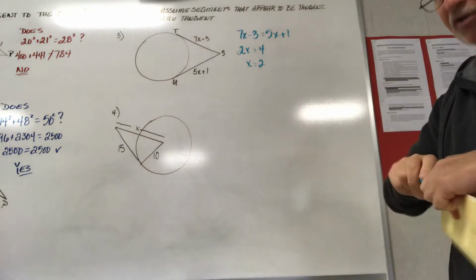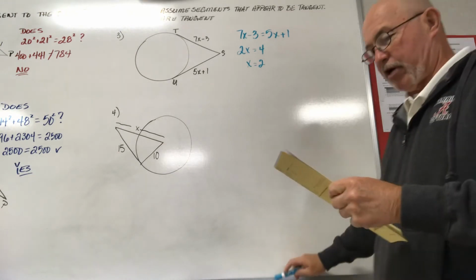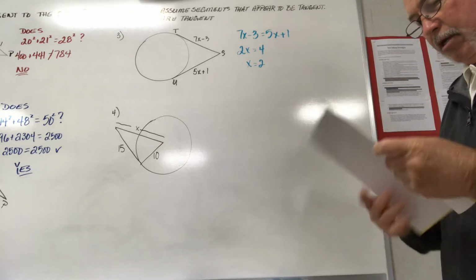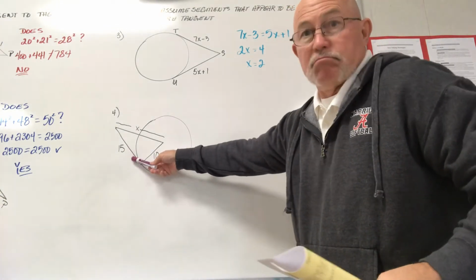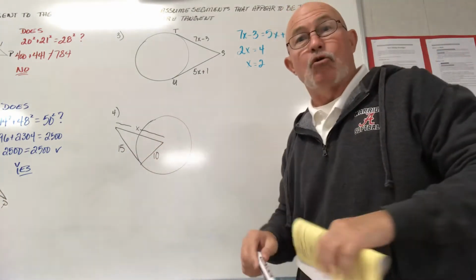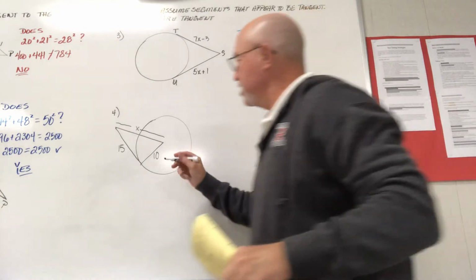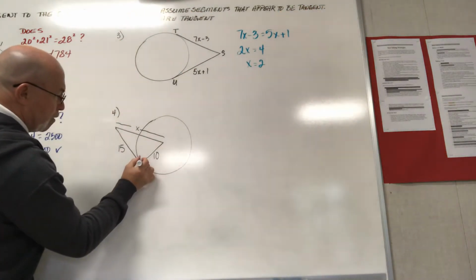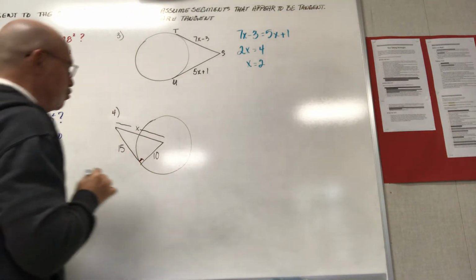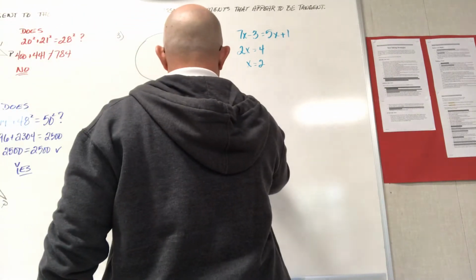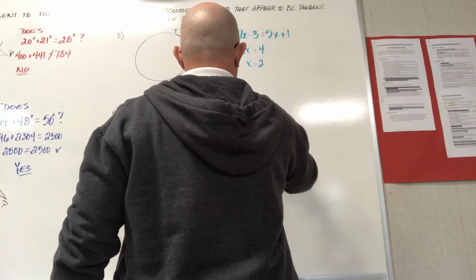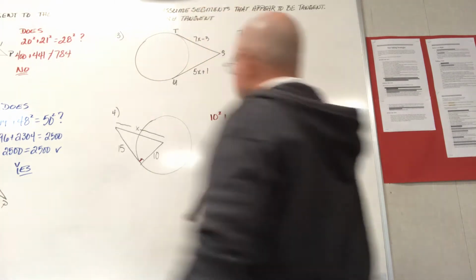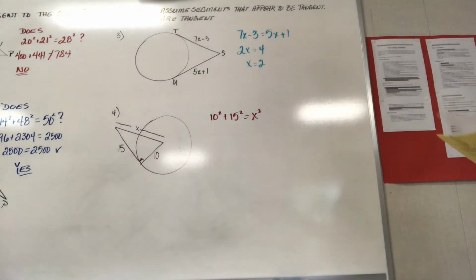And that's all you have to do for it. Set them equal, solve for x. On our next one, it looks tangent, so yes, it's going to be a tangent, which means this is a right angle. So now we can use the Pythagorean theorem. That's how we're going to set it up, just like that. We've done that 100 times.